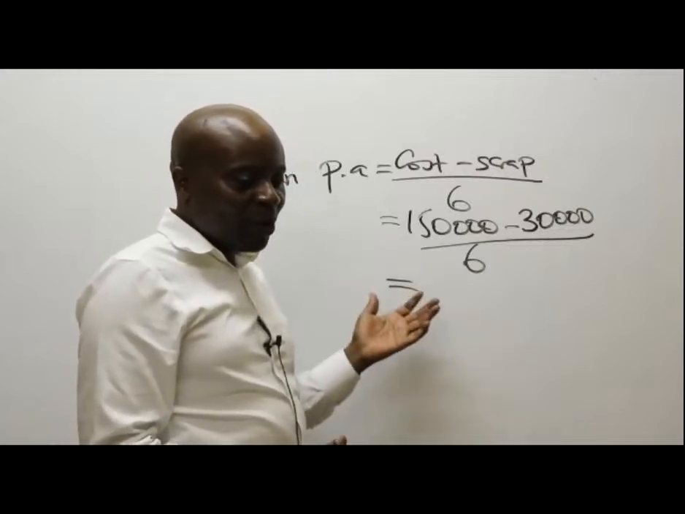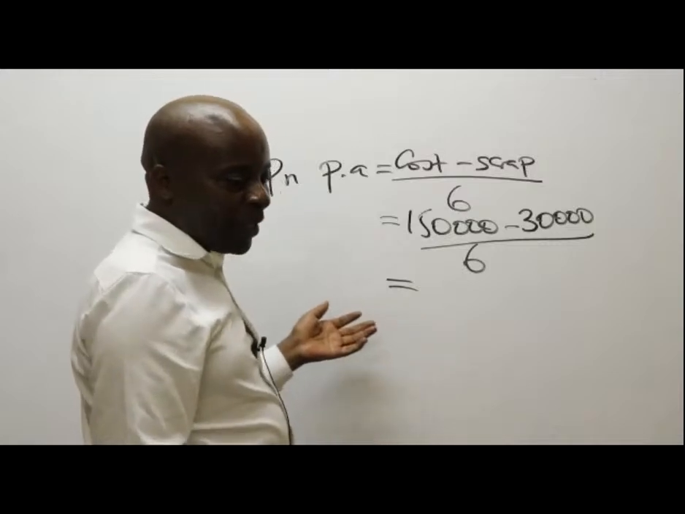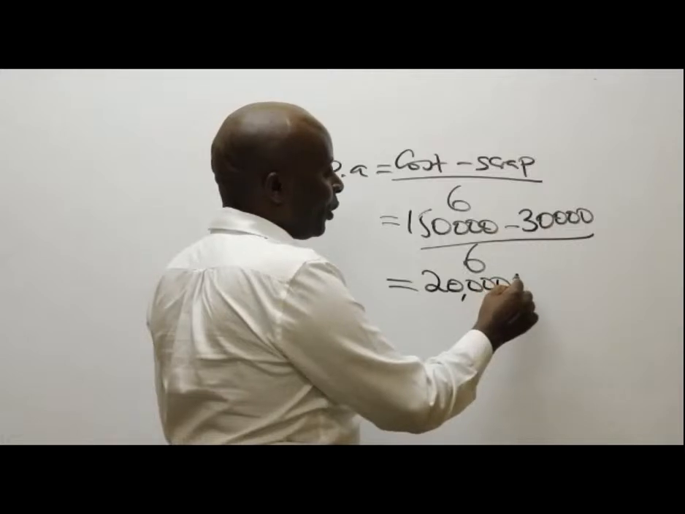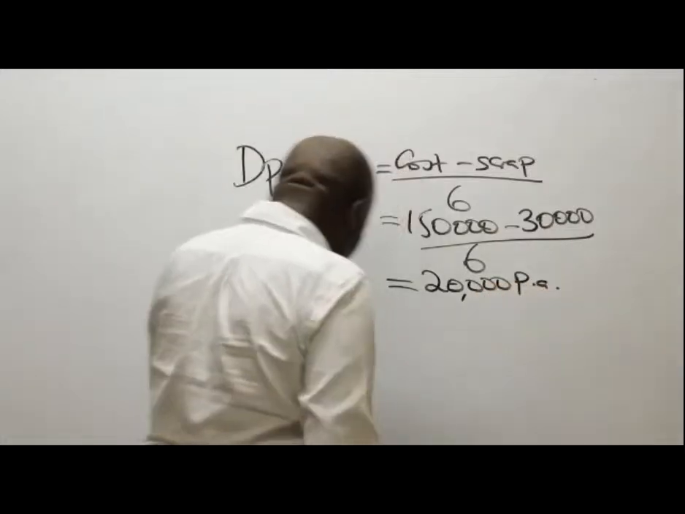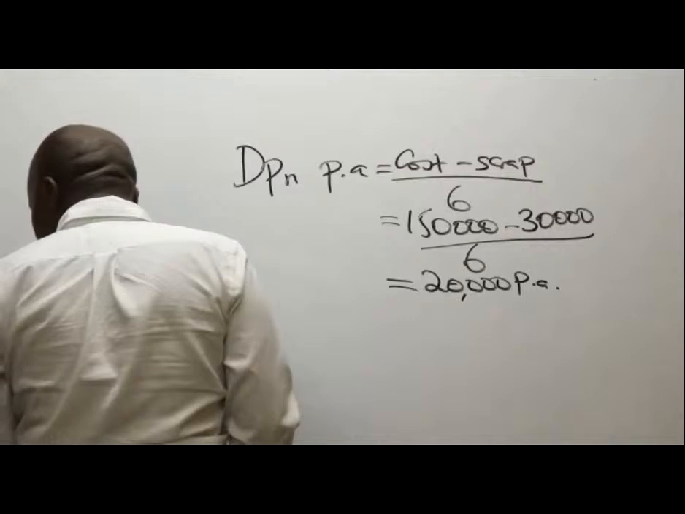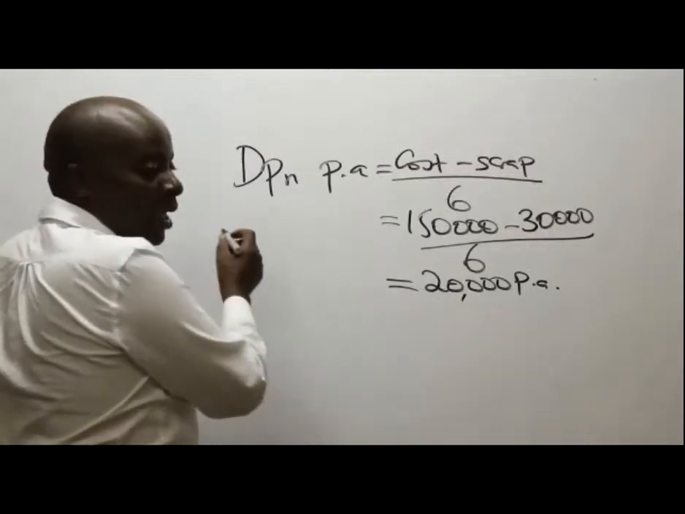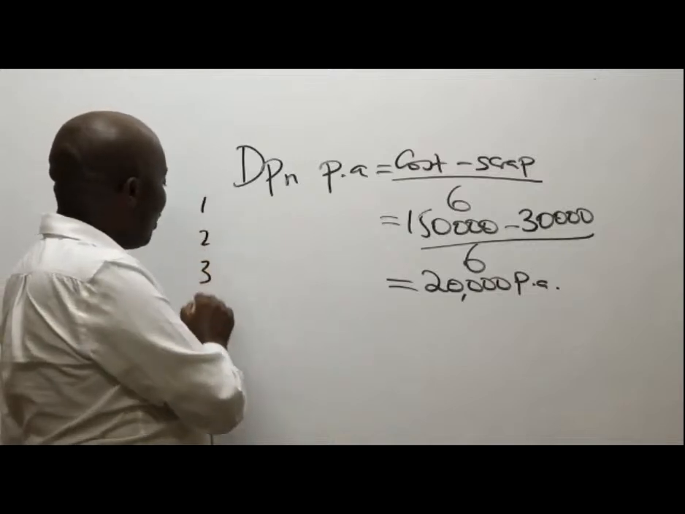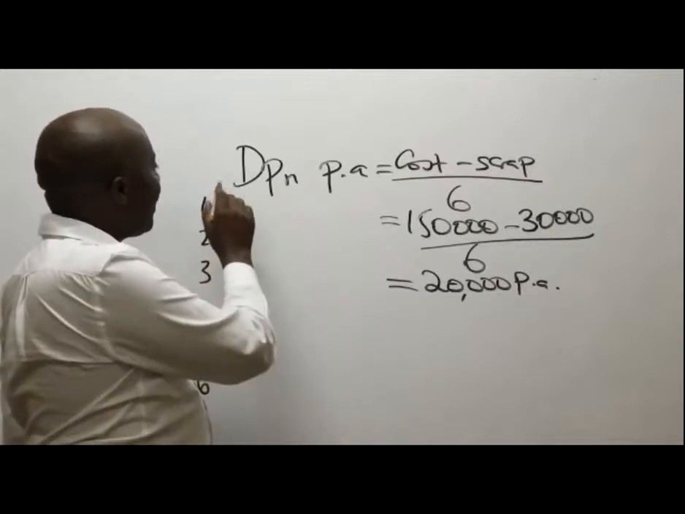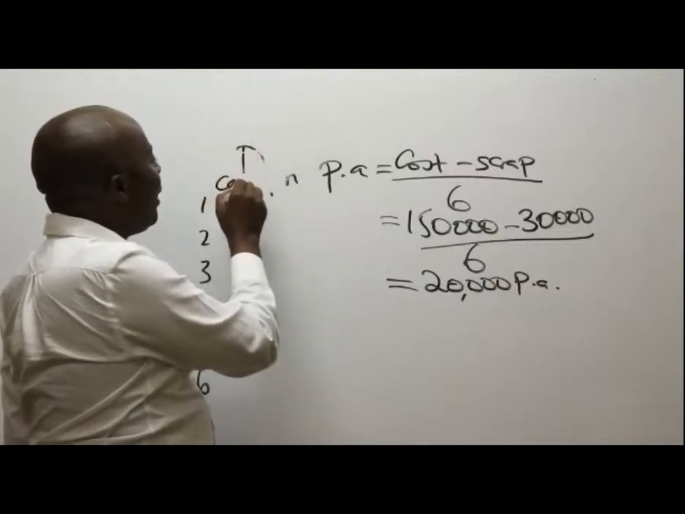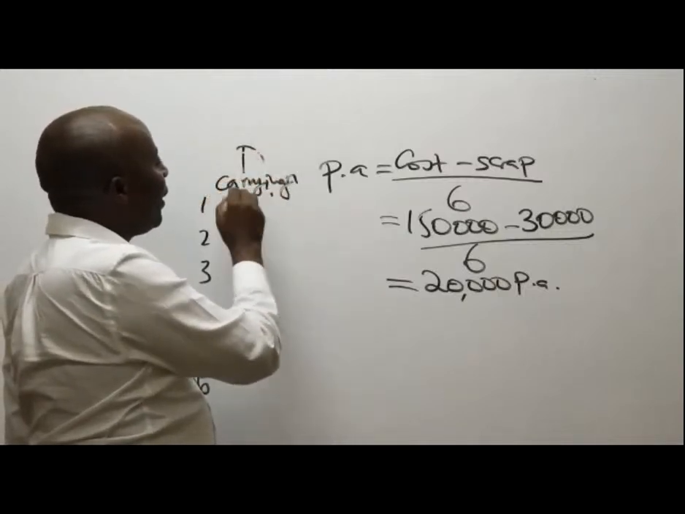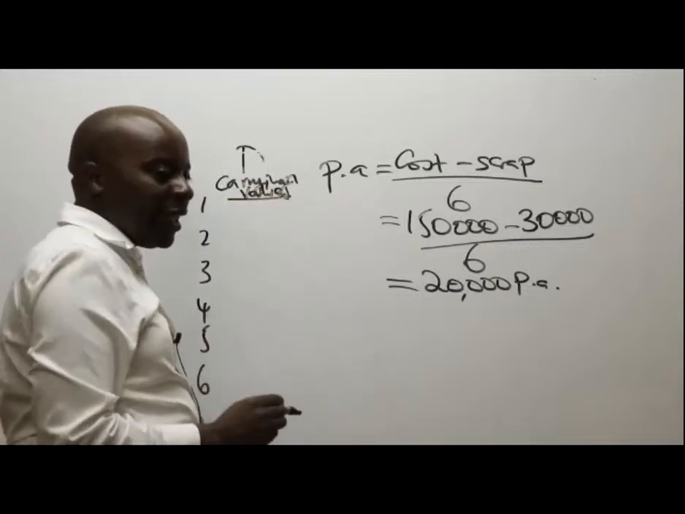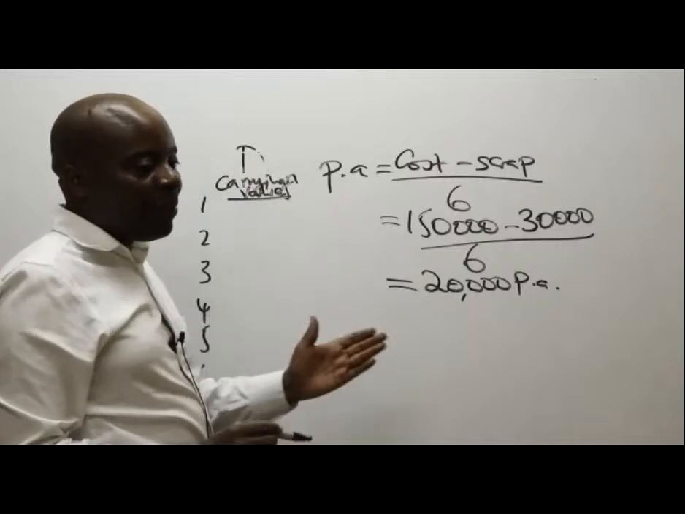So then this will give me what figure at the end of the day? 20,000 per annum. Ladies and gentlemen, once I've gotten 20,000 per annum, as a good student, I know what this examiner wants me to do. I'll come and do the schedule. So the schedule here for 6 years, we have 1, 2, 3, 4, 5, 6. So I'll give my examiner the carrying value, what I'll have in my balance sheet at the end of each year.